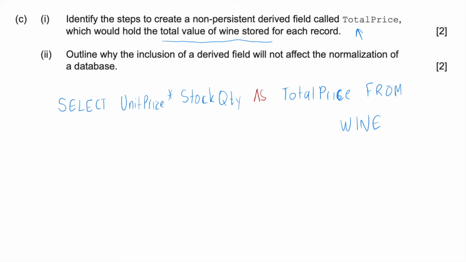Again, this technically isn't part of the table, it's just another field that we're creating that shows the data from the table that's been processed in some way, allowing us to display it in an efficient and easy to understand way. And our next question is: outline why the inclusion of a derived field will not affect the normalization of a database. The main answer is that this derived field is technically not a part of the database, so there's no reason why normalization should affect it.